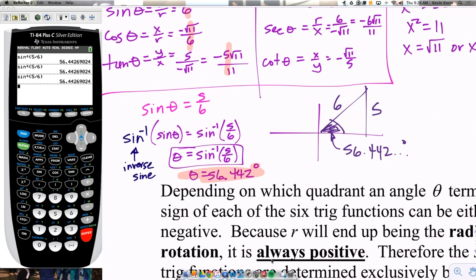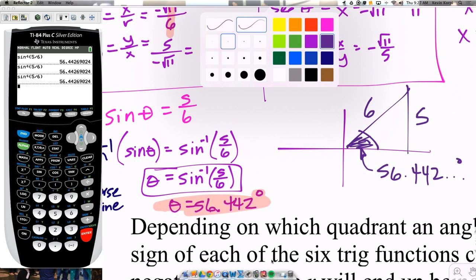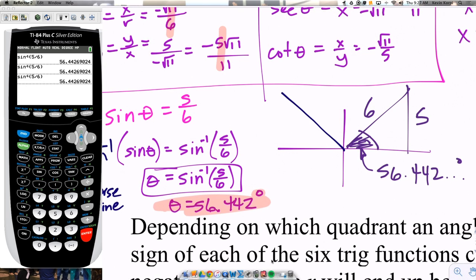Now we have to interpret the calculator's answer and use it to find our answer. So yes, knowing that this is 56.442, the triangle that I want, as we saw with the unit circle, is going to have the same angle right there, and that's still 5 and that's still 6. The only difference is the one we want had a different x value. But the calculator had no idea what the x value was. It's programmed to give you one answer and one answer only. So now we can use the calculator's answer to find ours.